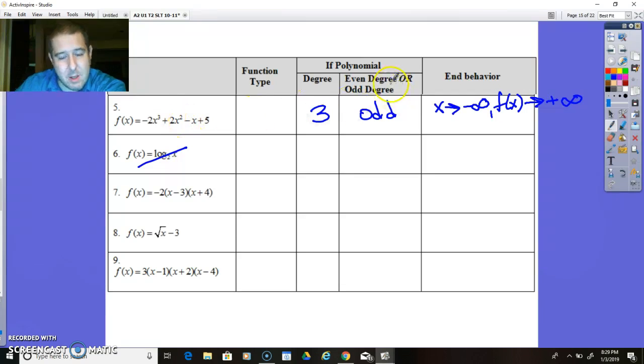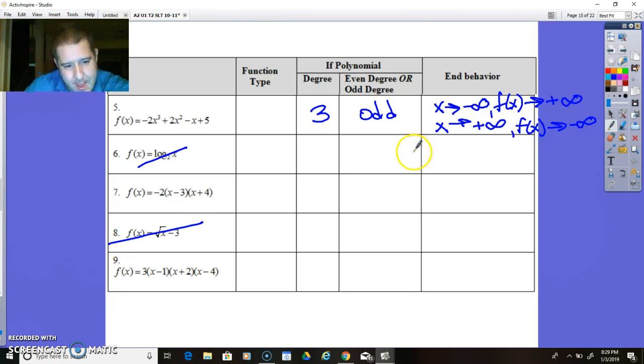Remember, it's kind of like the disco. It's going one up and one down. So as x is approaching positive infinity, that means to the right, f of x is going down. It's approaching negative infinity. This one over here is also not a polynomial because this is irrational.